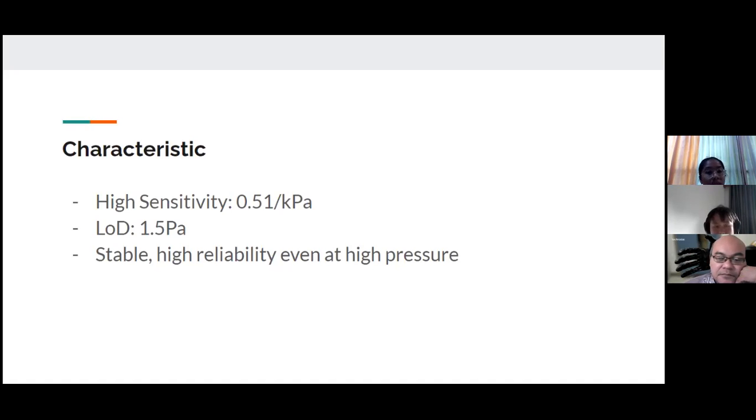And then it needs to have a low limit of detection. As I have explained before, the limit of detection is 1.5 Pascal, which is obtained from the grain of rice measurement. And it also has a stable and high reliability even at high pressure at 167 kilopascal. I think that's all from us.